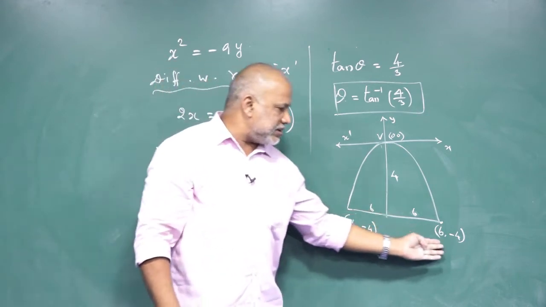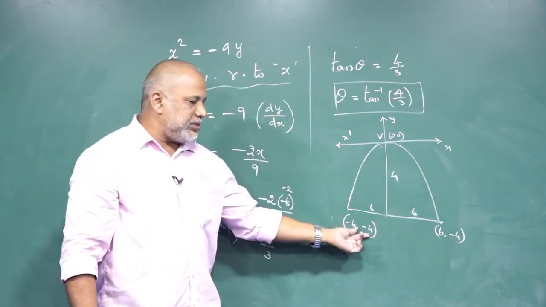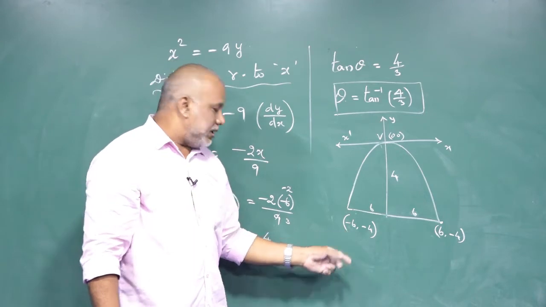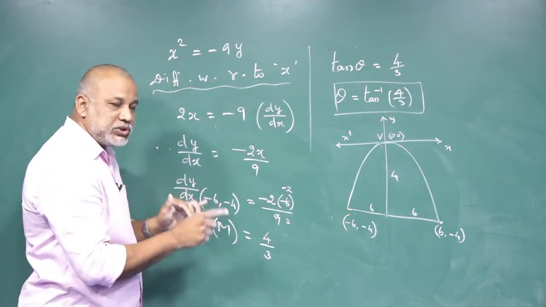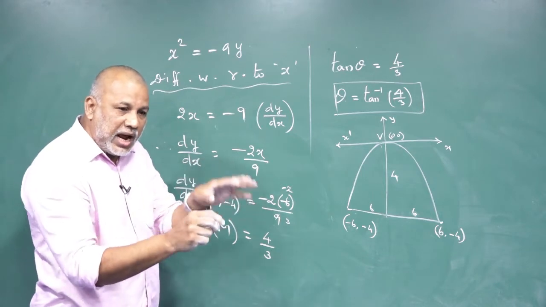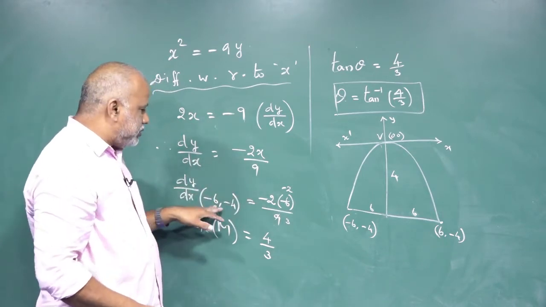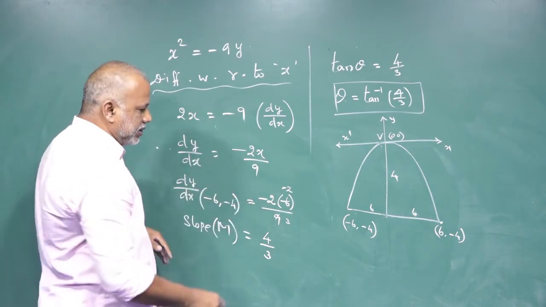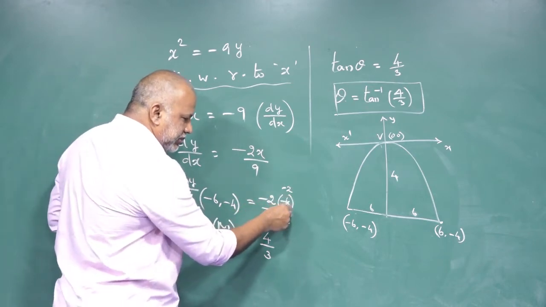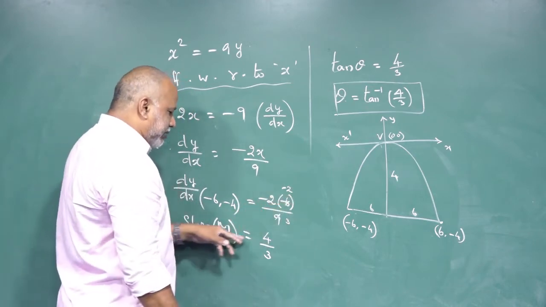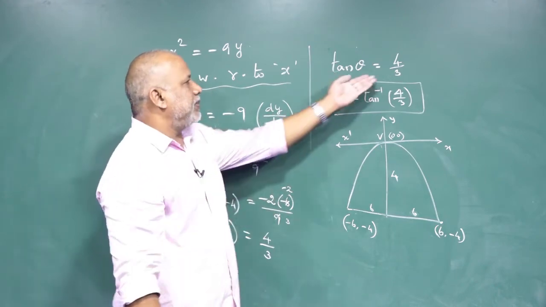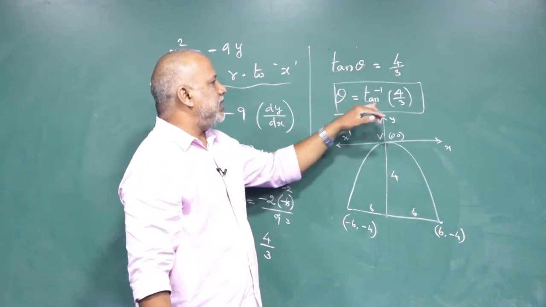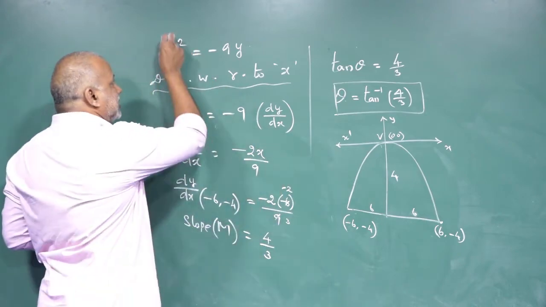Here the points are 6, minus 4 and minus 6, minus 4. This is the starting point. But here we use minus 6, minus 4 only, because the question is to find the angle at the projection. So use this minus 6, minus 4. Using the simplification, we get slope m equal to 4 by 3. Instead of the slope, use tan theta. Tan theta equal to 4 by 3, theta equal to tan inverse.